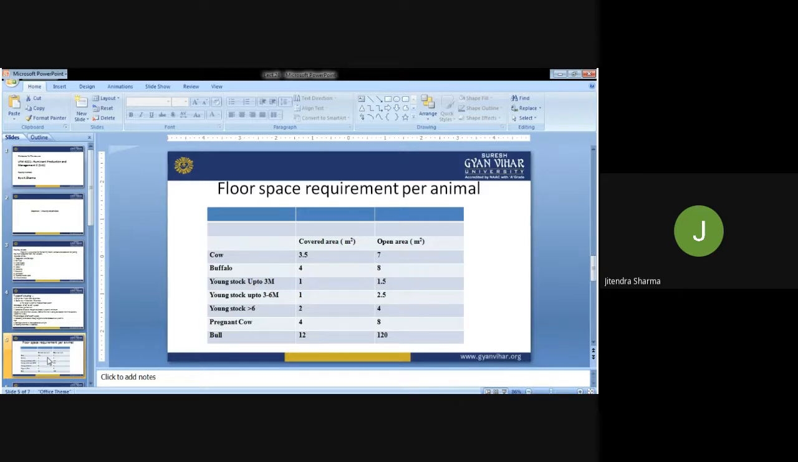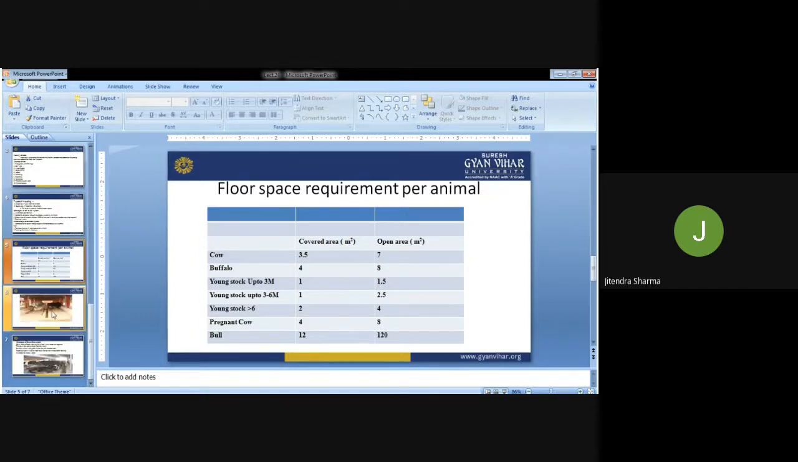Then for pregnant cows, we require the same as for buffalo and crossbred animals. But for the bull, you know, half of the herd, a covered area of 12 square meters is required, and then 120 square meters of open area is required for the bull.